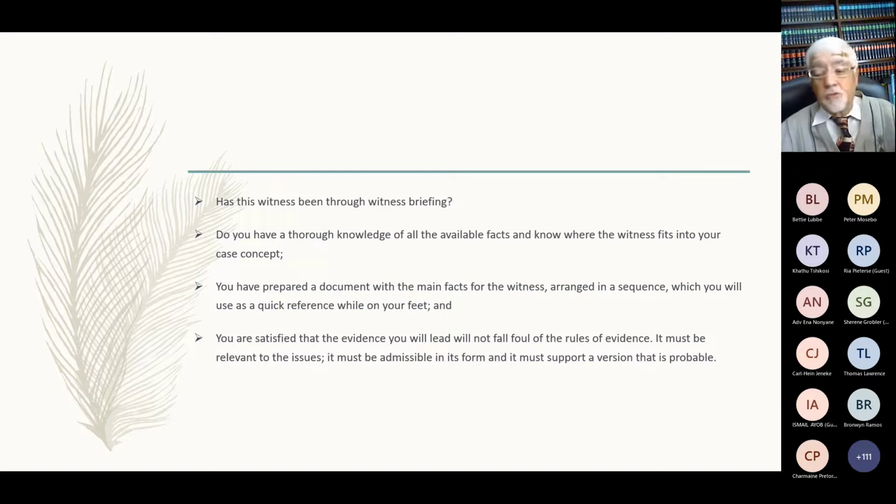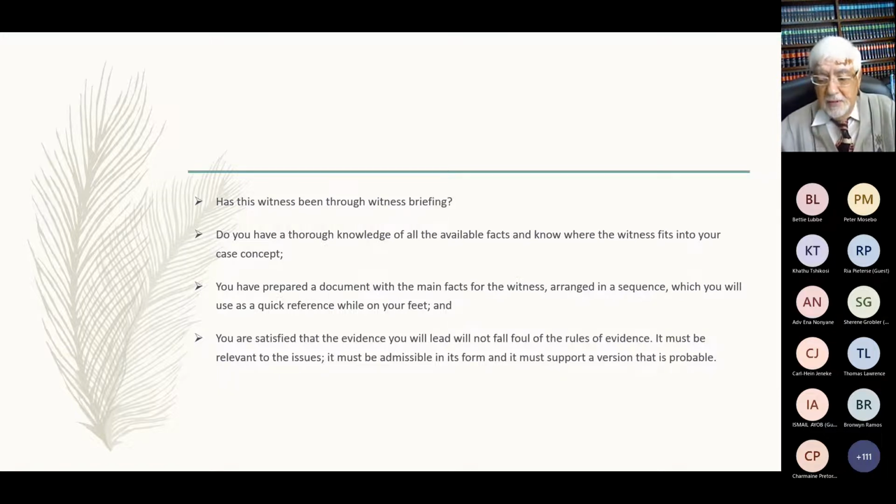Check if each of your witnesses has been through witness briefing. Very important, okay? Make sure every one of your witnesses has been through this briefing. You must have a thorough knowledge of the available facts and where each witness fits into your case concept. You've got a document with the main facts for the witness arranged in a sequence. That's the chronology document. It serves as a reference for you when you are on your feet. It helps the witness tell the story.